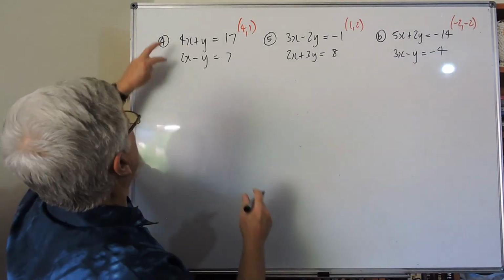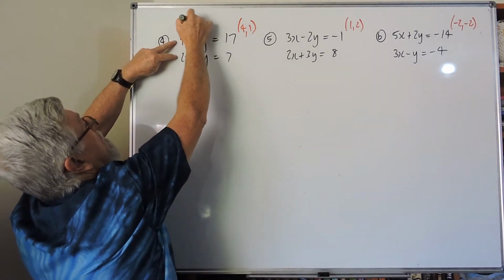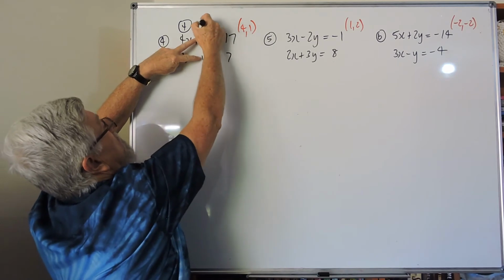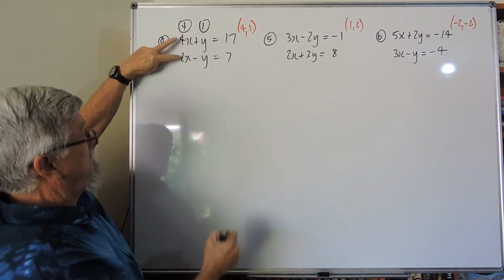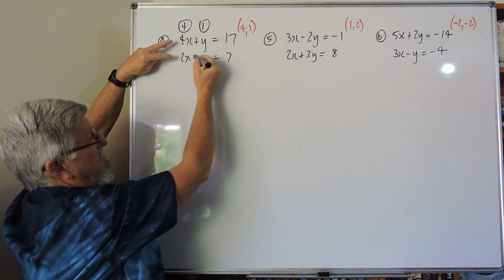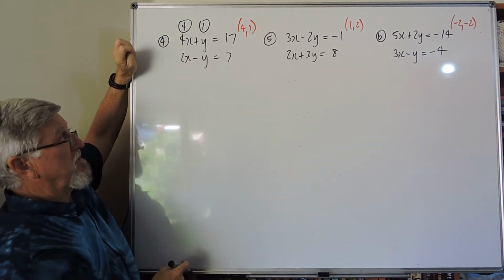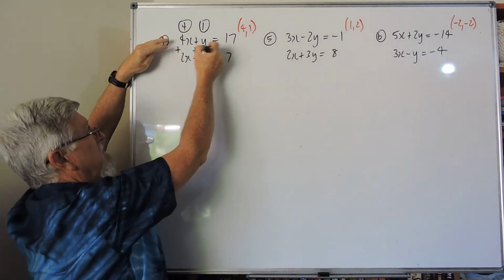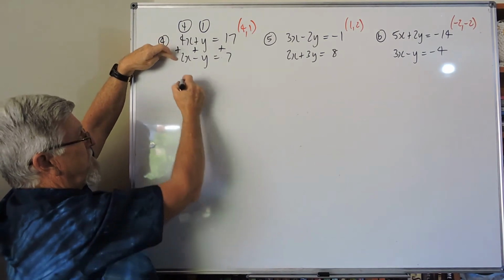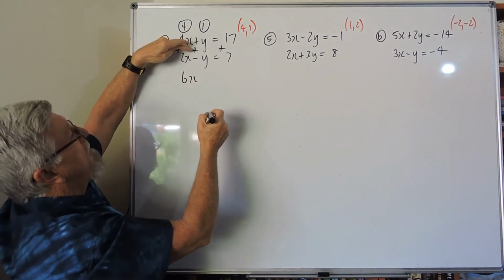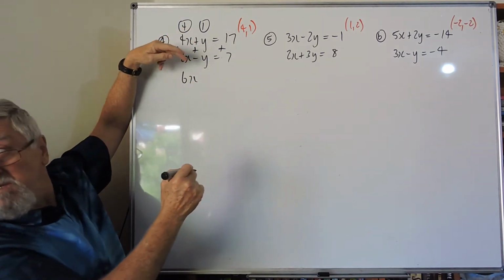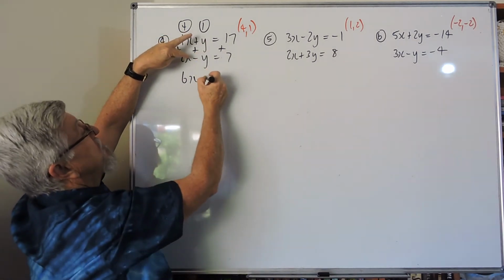Here's the next 3. The 2 and the 4, lowest common multiple of 4. The 1 and the 1, lowest common multiple of 1. The nice thing about these two is because they're add and subtract, they're going to just eliminate each other anyway. You could write plus. So 4x plus 2x is 6x. Y plus minus y, remember a plus minus is just a subtract, so that's gone.